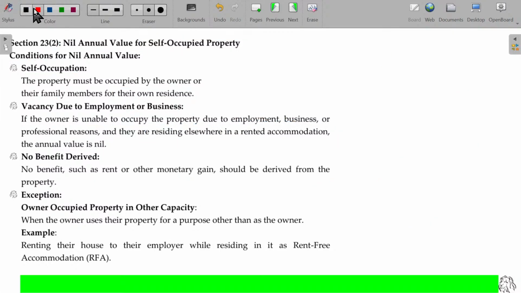Right. Now, owner occupied property in other capacity. This will always be taxable. What is that? This is also one of the interesting cases. Okay. Employer and employee. The employee renders service to the employer. Employer offers him what? Salary.